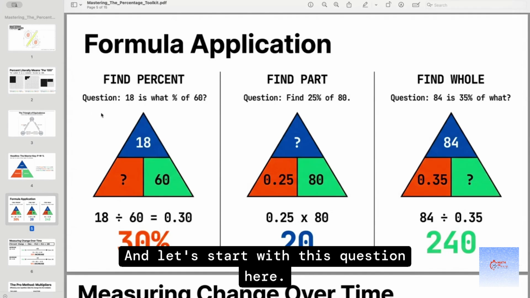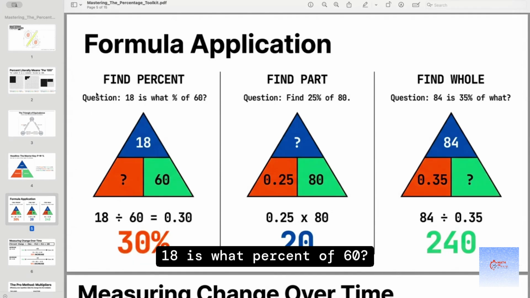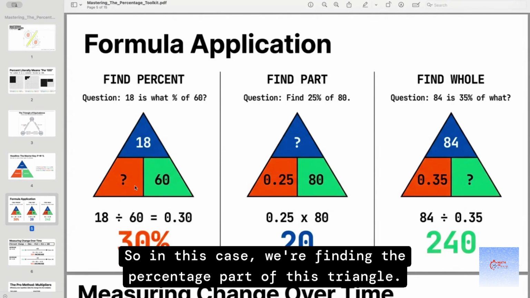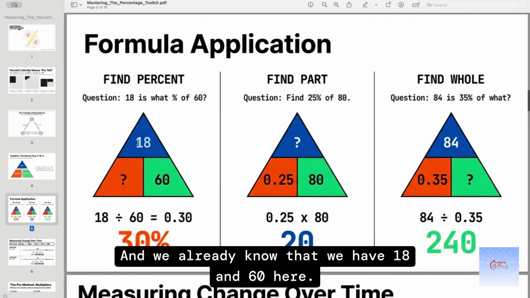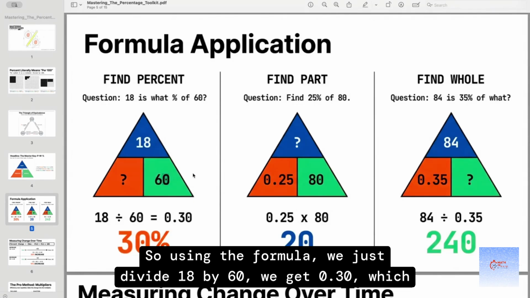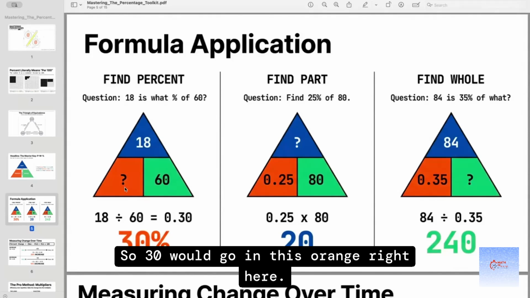Let's start with this question here. 18 is what percent of 60? In this case, we're finding the percentage part of this triangle, and we already know that we have 18 and 60 here. So using the formula, we just divide 18 by 60 and we get 0.30, which is 30%. So 30 would go in this orange part here.